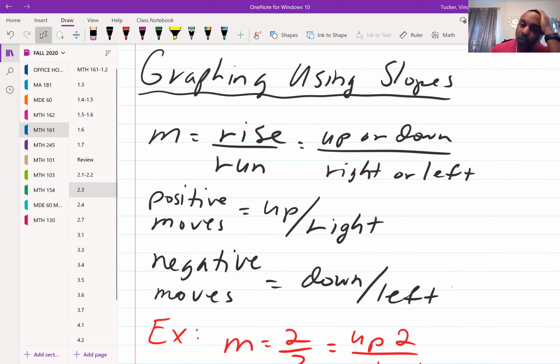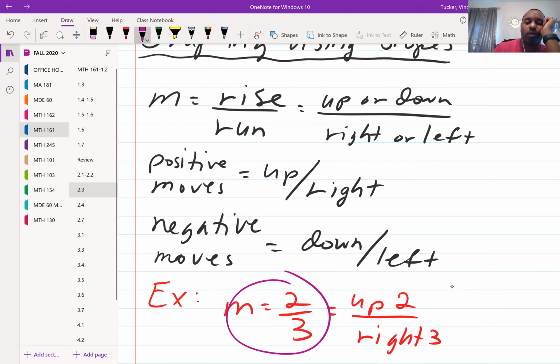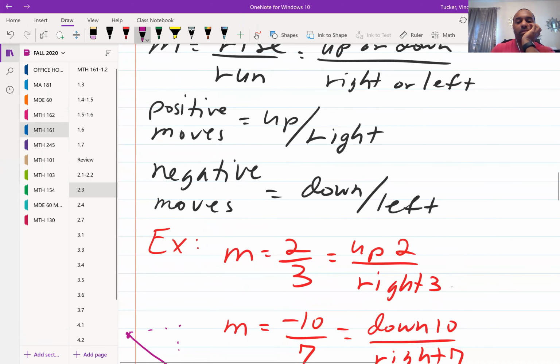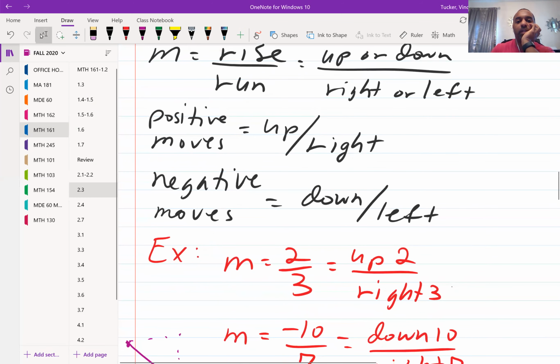So you'll see that our slope will be instructions for us. So when we look at m equal to 2/3, both of them are positive. We have a positive 2 over a positive 3. That means I will go up 2 and right 3.